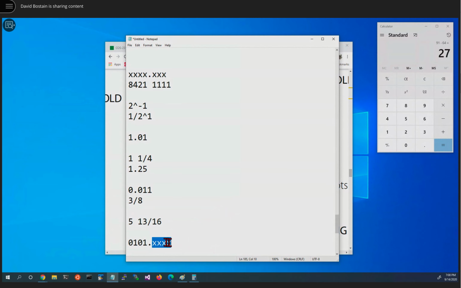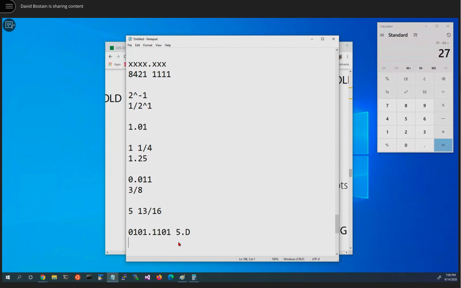So the number of sixteenths until we have another unit goes from 0 to 15. So all we'd really have to do is write the number 13 in those four bits. 13 is a D or a 1101. If we were to write that out in hexadecimal, we would have a 5 point D. It would be an interesting looking beast. So that's not very hard. I mean, that just kind of does itself for you once you realize that.